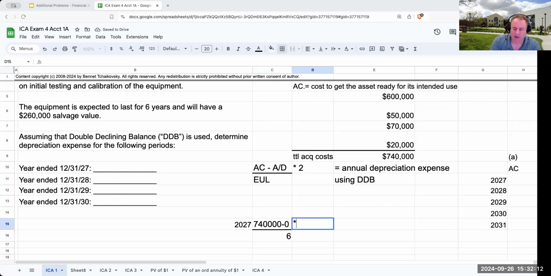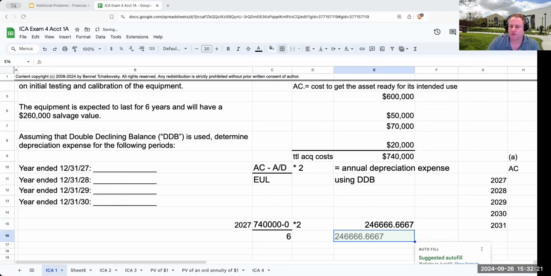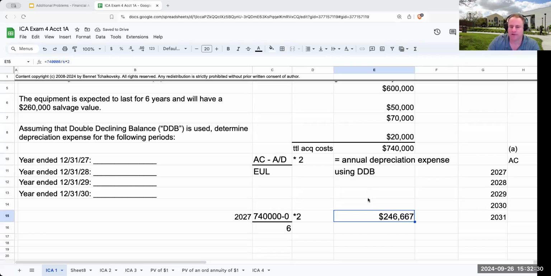And then I'm going to multiply this result by 2. So this is going to be 740,000 divided by 6 times 2, or a nice unround number. So that's my fault. Okay, so we get 246,667. We'll just go with it.